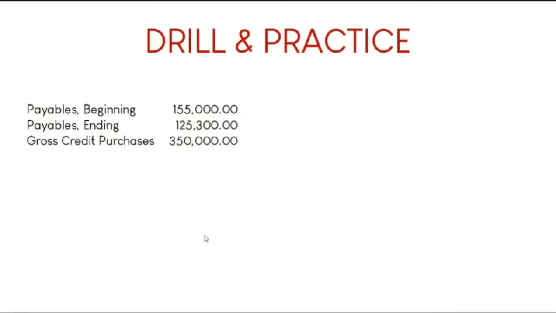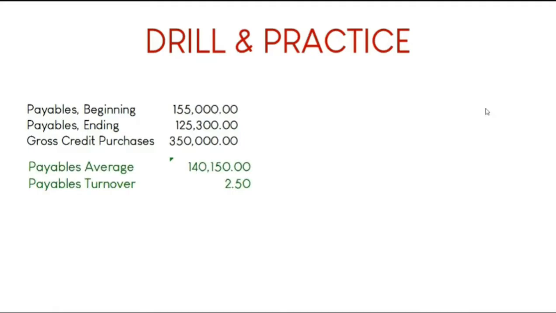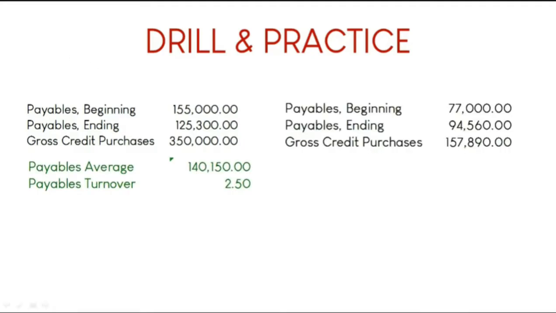So try computing for the payables turnover rate of this problem. Remember to get the average first before dividing. 1.25, sir. Okay, sino nagsabi ng 2? Ako po, 2.50 po. 2.50. Okay, 2.50 is correct. So next problem, 1.84 po. Okay, good job. 1.84 is correct.